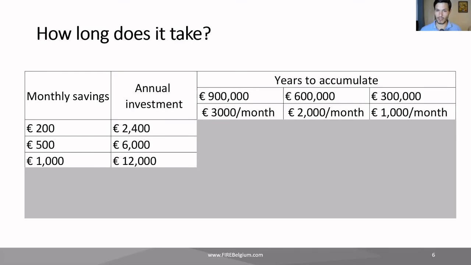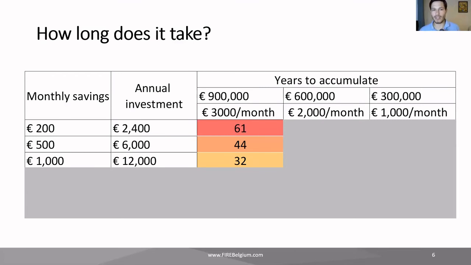Someone who needs 2,000 euros a month, and say someone who can live on 1,000 euros a month. Then what sort of timeline can they look at depending on how much they are actually able to save on a monthly basis, right? So for 3,000 euros a month, if you save 200, 500 or 1,000 euros per month, then these are the annual savings and investments. And these are the examples of timelines, right? So it would take 60 years to get to 3,000 a month if you save 200 a month. That's longer than an actual career, so it's not a good plan.